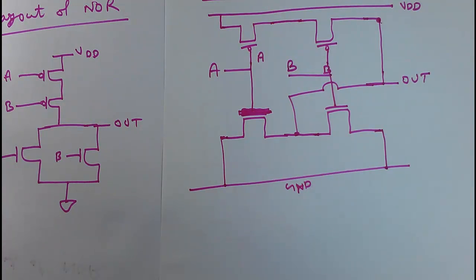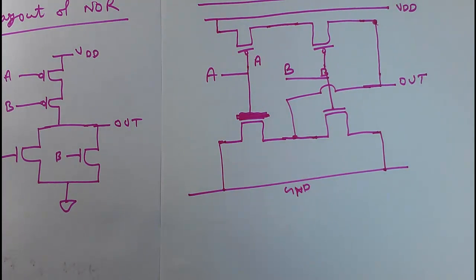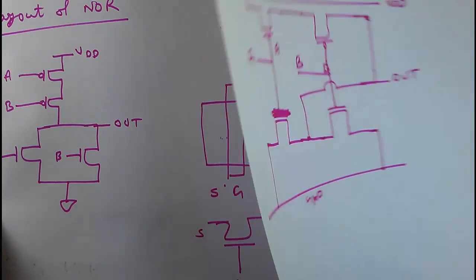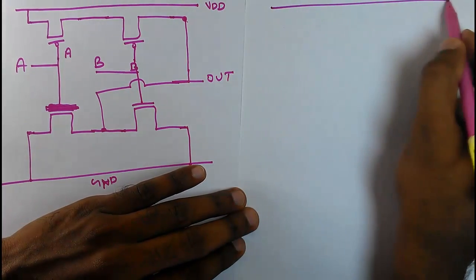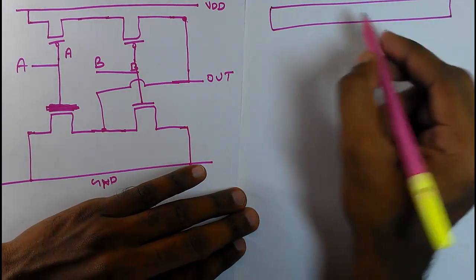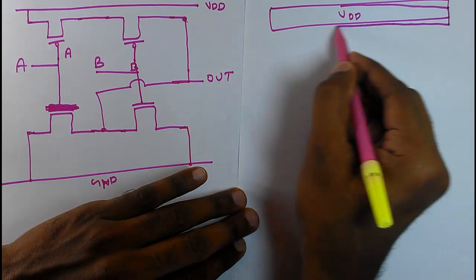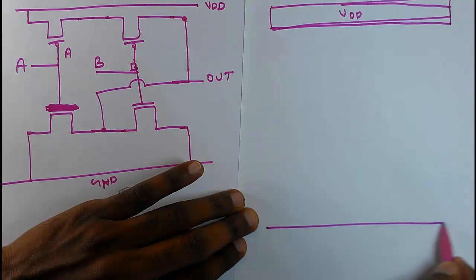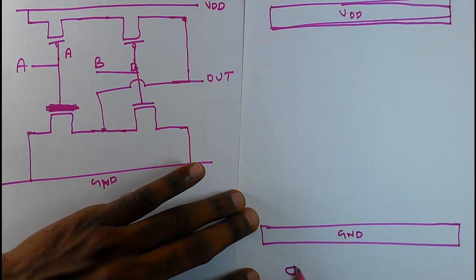So now it is easy for us to draw the layout from this schematic. This is not the layout. This is also the schematic. But we just draw in horizontal fashion, so that the layout is easy for us. Let us draw the layout. We have the supply net over here. It is the VDD supply net. And we have the ground net over here.